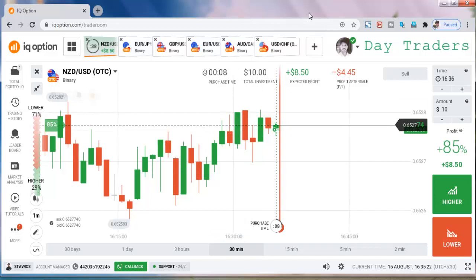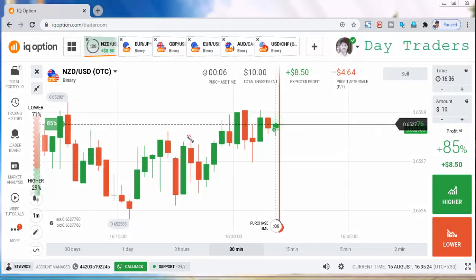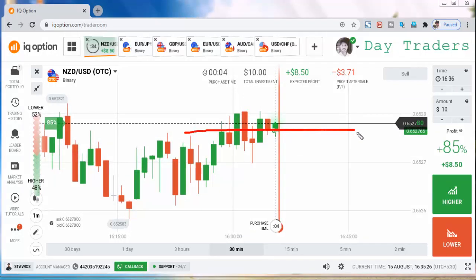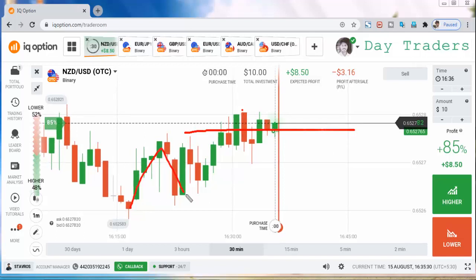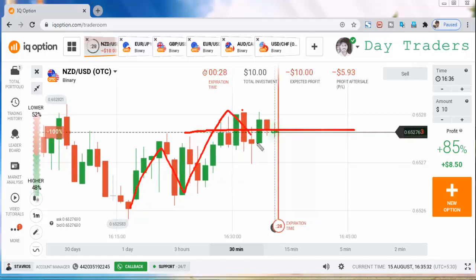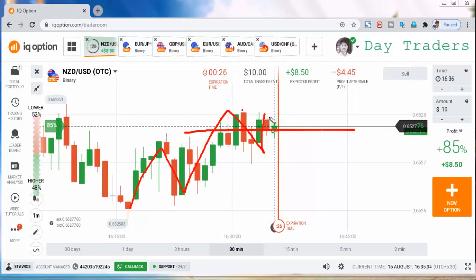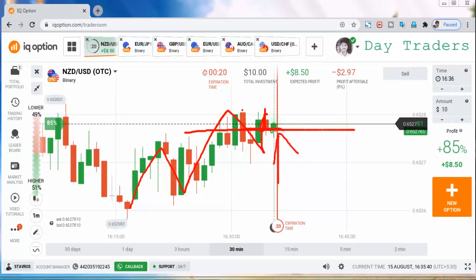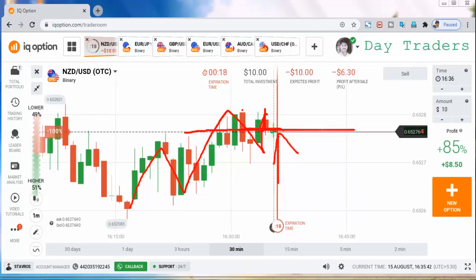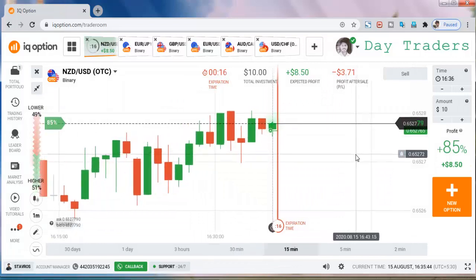There is a level. You can see there is a level, and this is also an uptrend market. Very strong buyer's entry. This is only a retracement candle, and there is a level also. So that's the reason I will place a higher option. Let's see the result.